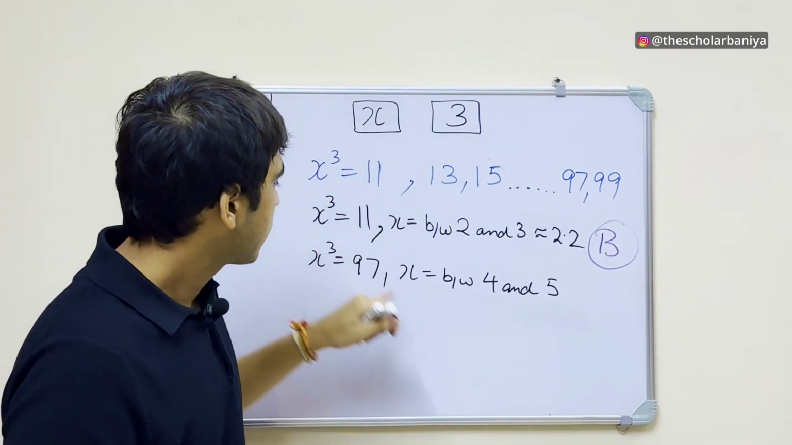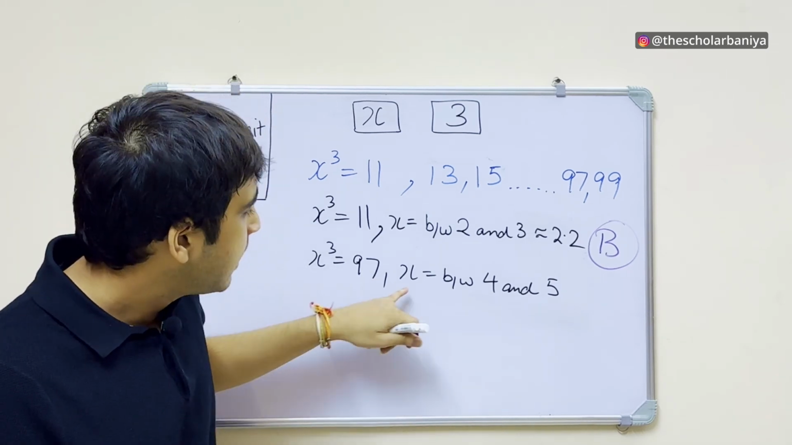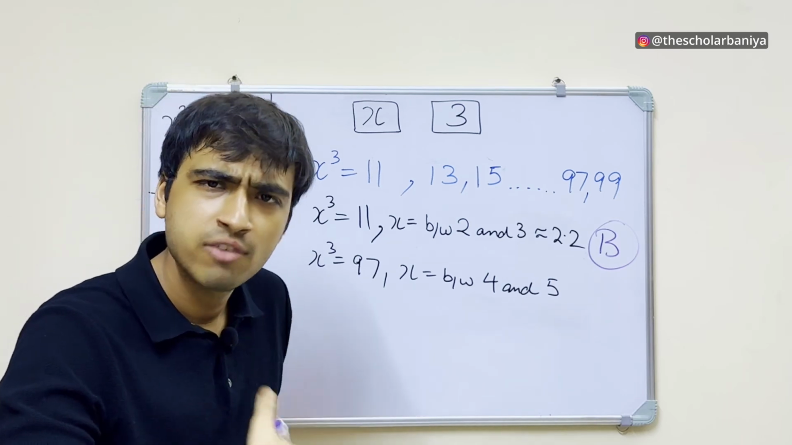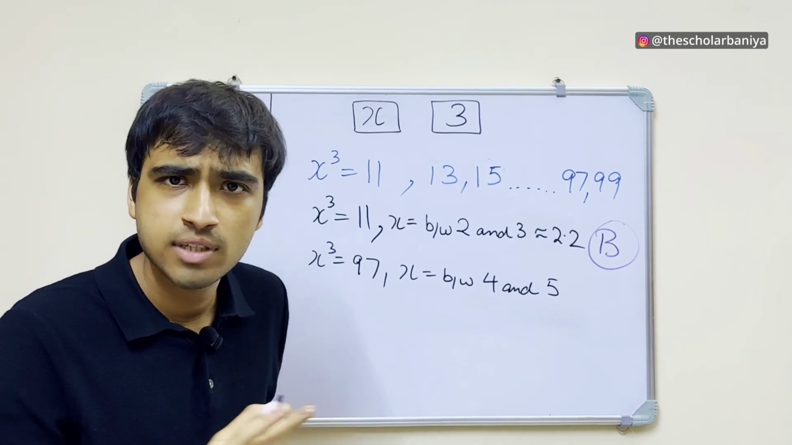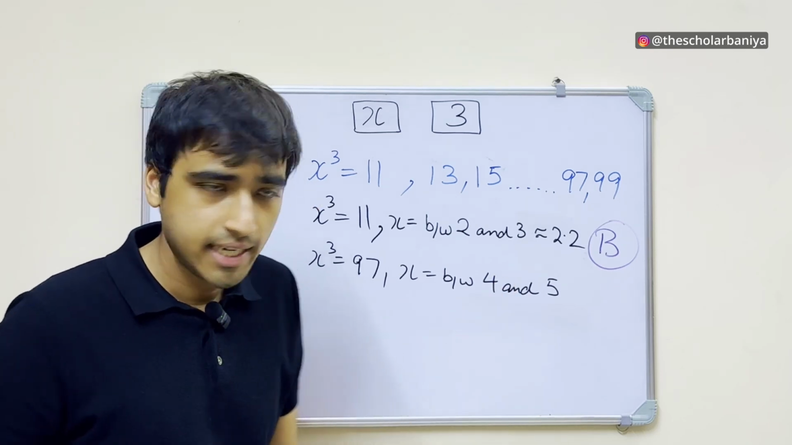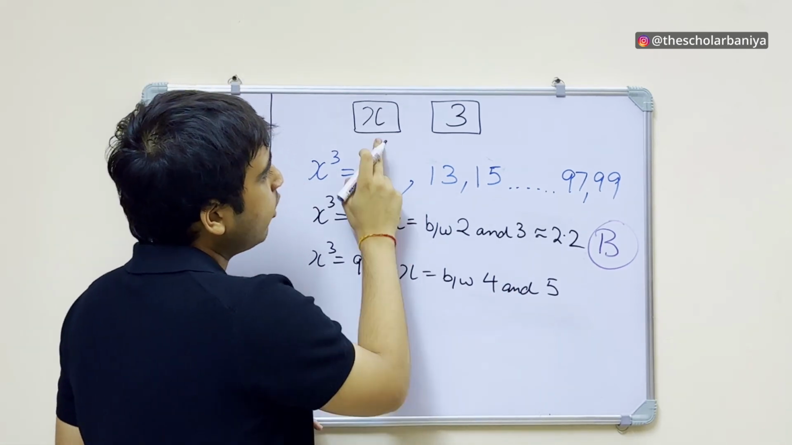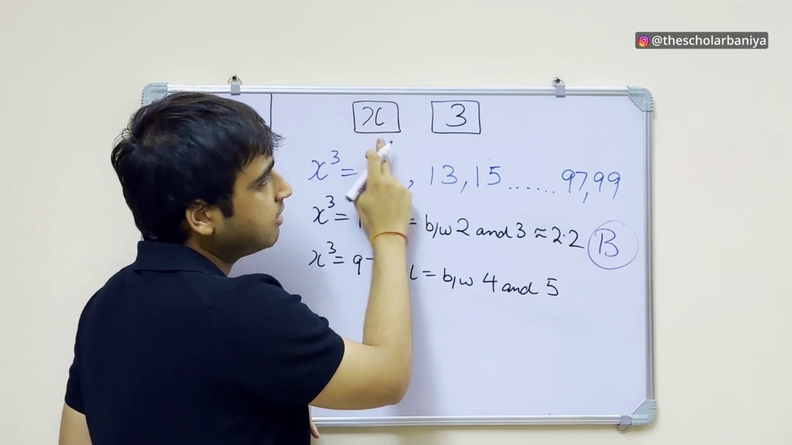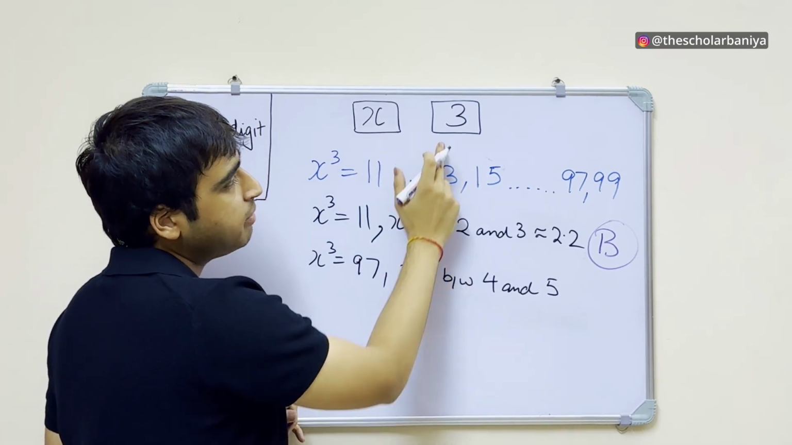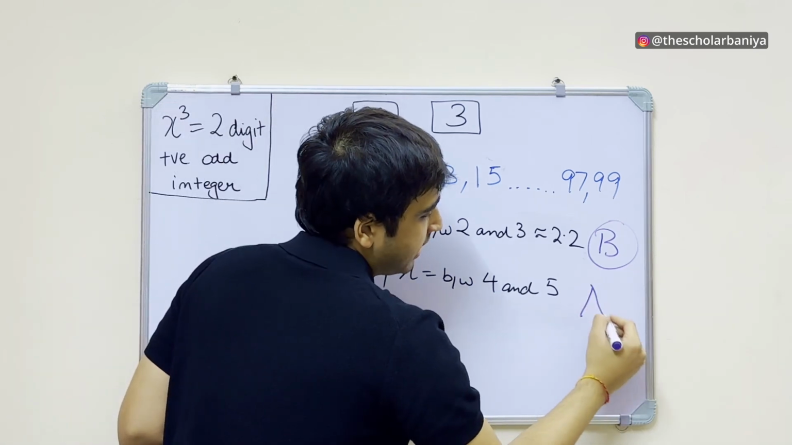right? If we talk about this case, x cube is 97, right? Then the value of x will be between 4 and 5. It can be 4.1, 4.2, 4.3, 4.4. I don't know the exact value. But one thing I know is that it will be between 4 and 5, right? So obviously this number is greater than 3, so this part will be greater. So then the answer becomes A.